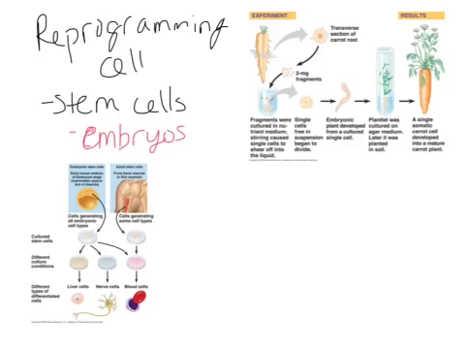Okay, so let's talk a little bit about how a stem cell would work. We have basically two kinds of cells in the beginning. We have a totipotent cell, which we've talked about before.